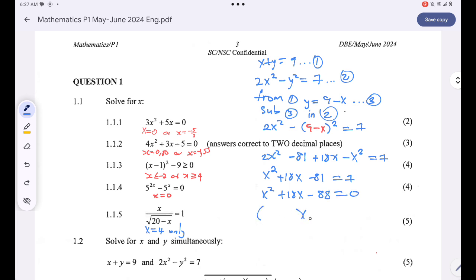I'm looking for the factors of 88 that, when I subtract, will give me 18. Factors of 88. Let me check.